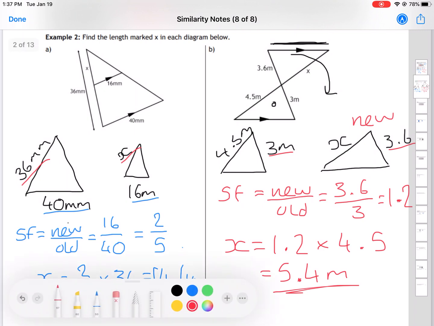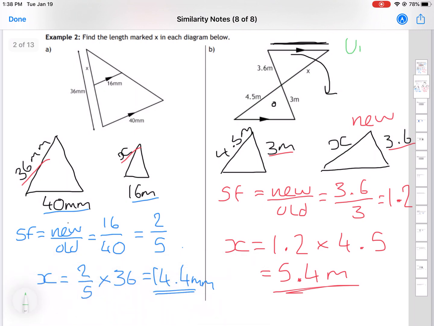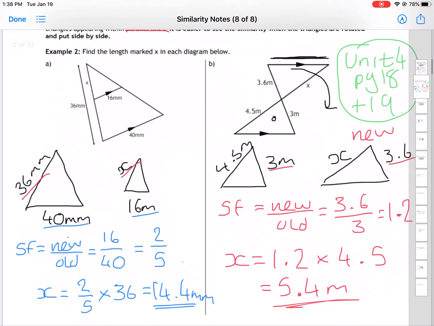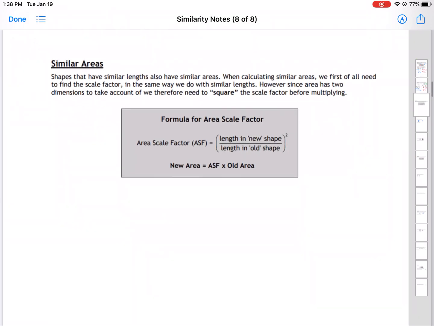So, if you're going to then complete some questions on these, you will find questions on length and similarity in the Unit 4 book, page 18 and 19. Okay. During the lesson, I'll be giving out specific instructions of what pages to do. But if you've missed a lesson and you're looking to do some extra work possibly, that's where you'll find those questions. Okay. Moving on, we can also look at our similarity based on area.